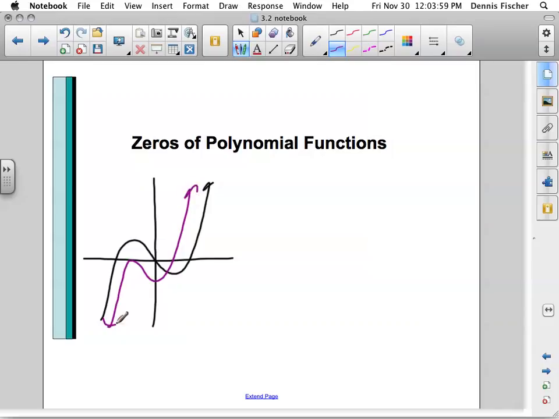My x cubed graph could look like this. How many answers do I have? 1, 2. My x cubed graph could look like this. 1.